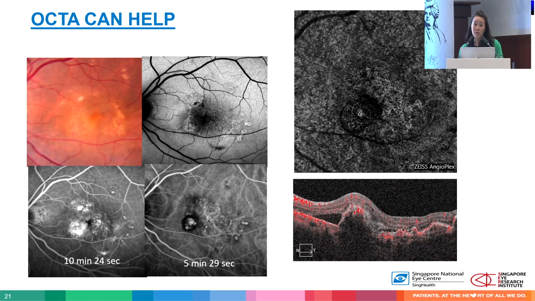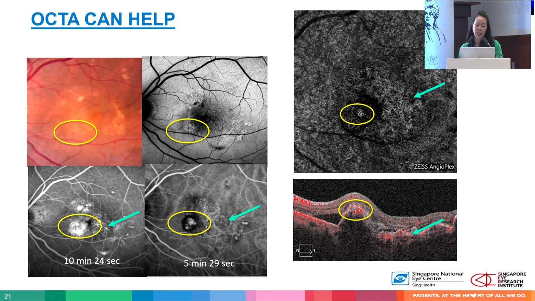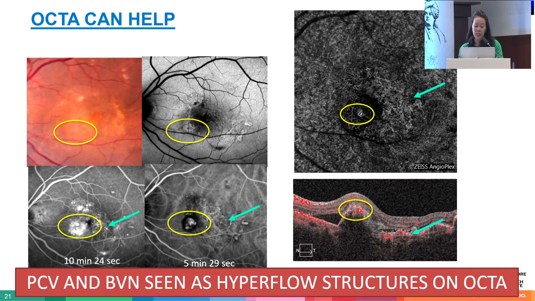And what else can we have in our armamentarium of multimodal imaging? We have OCTA also, and OCTA can help with the diagnosis. You can see the OCTA here that shows a hyperflow lesion where the PCV is and an adjacent branching vascular network. And the PCV is here seen as a hyperflow structure on OCTA, but this is not always the case.